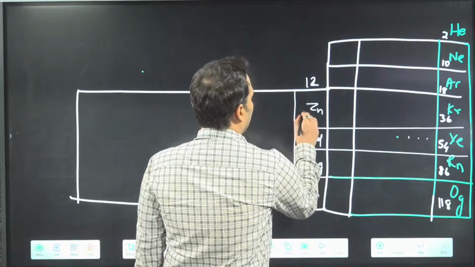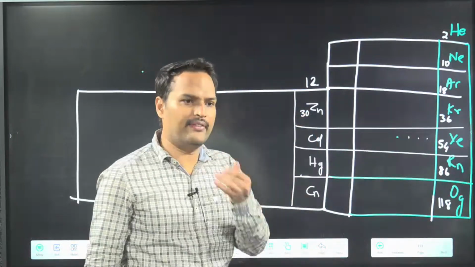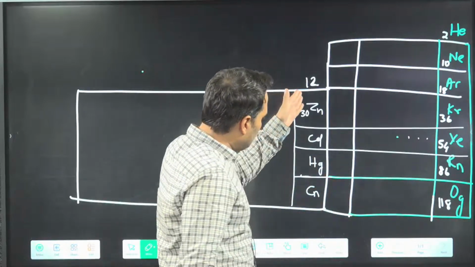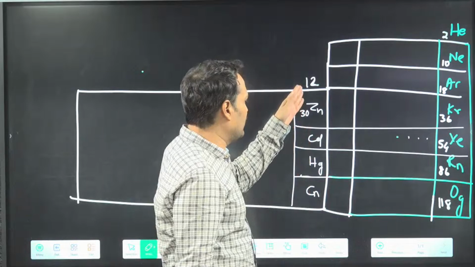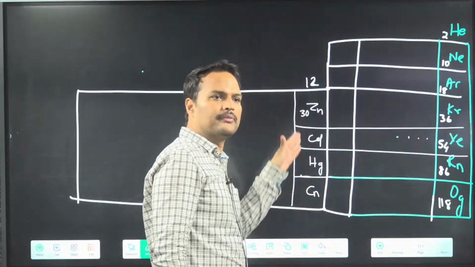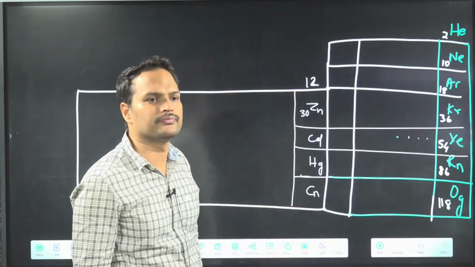Now see, everyone knows zinc is 30. What is the magic number for D block except group 3? What is the magic number for this? Can you tell me? What is the magic number?